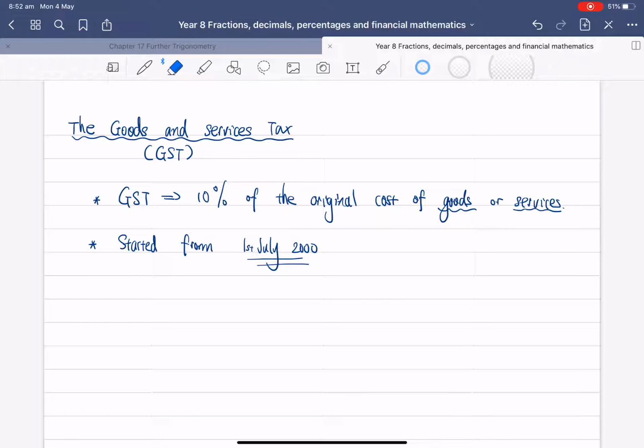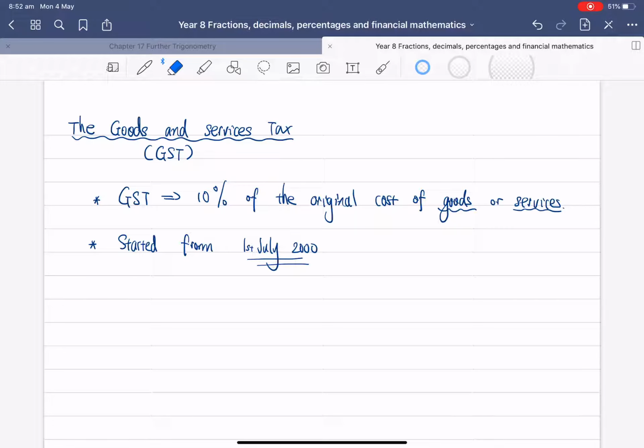imported into Australia. So you and me, we are all individuals, consumers, and we're therefore paying tax on most of the things we buy or use. The introduction of a GST was a major change in Australia's tax structure, and it is 10% of the original cost of goods or services we use. So the GST is essentially a value-added tax.